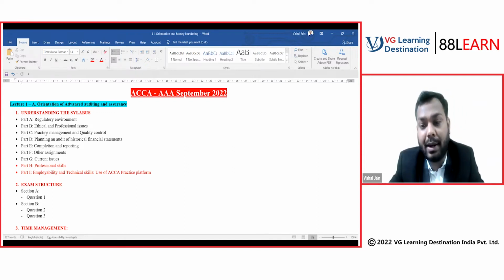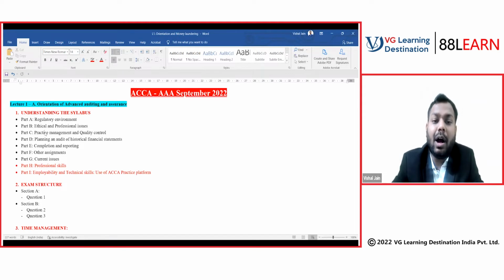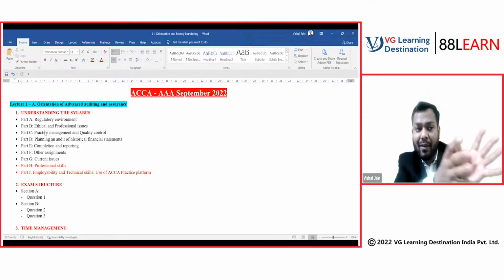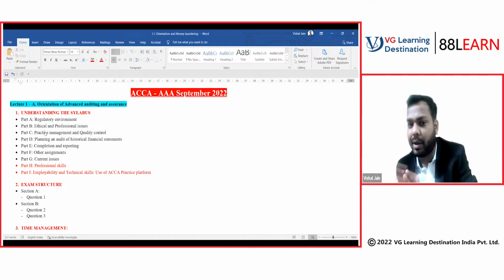If I'm accepting a client, what fees should I charge to the client? How should I advertise to get new clients? How should I apply to proposal tenders? Now, if I have accepted an audit, how will I maintain the quality of that audit?